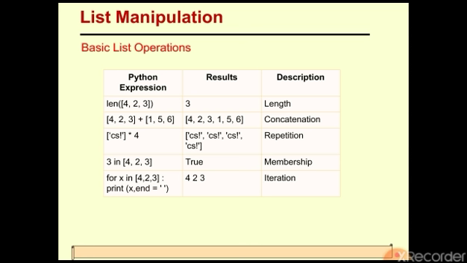Here we are using a for loop. This x will hold the values 4, 2 and 3 one by one. In the first iteration it will hold the value 4, in the second iteration it will hold 2, and in the third iteration it will hold the third value, which is 3 in this case. In this loop we are printing the value here only, with space in between. So it will print the 3 values one by one. This is an example of iteration in your list.